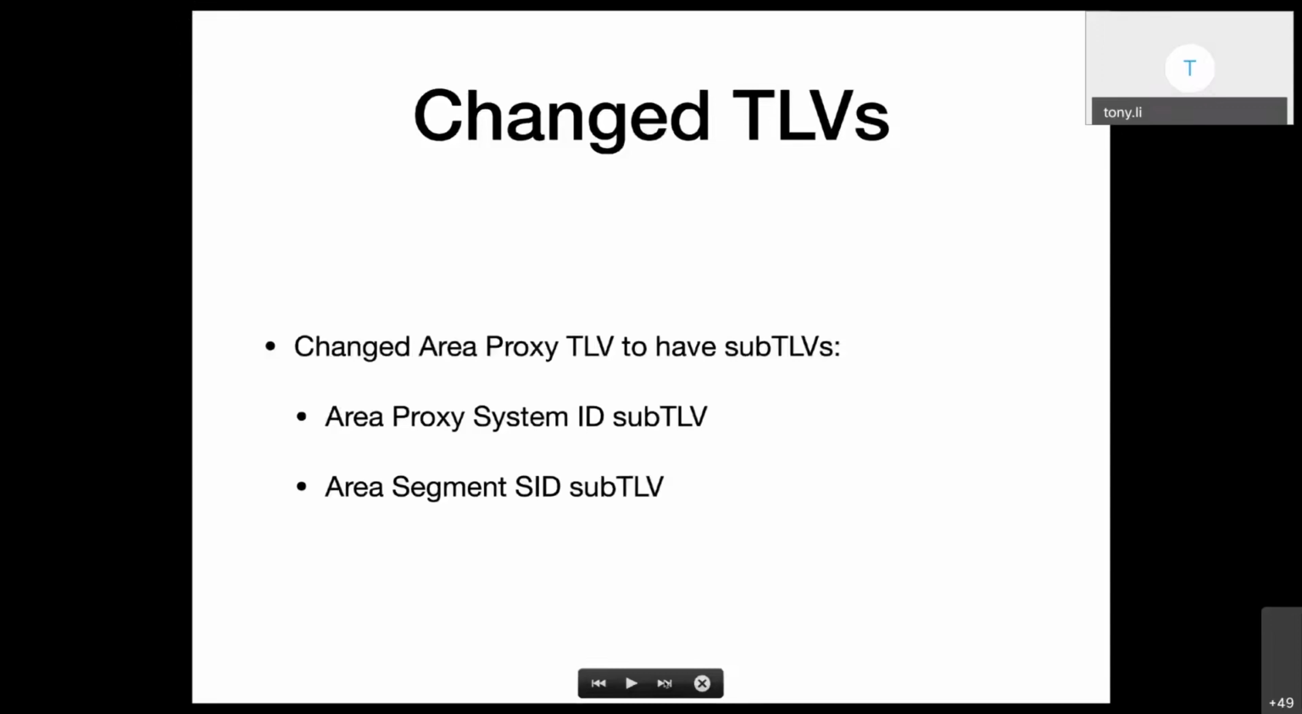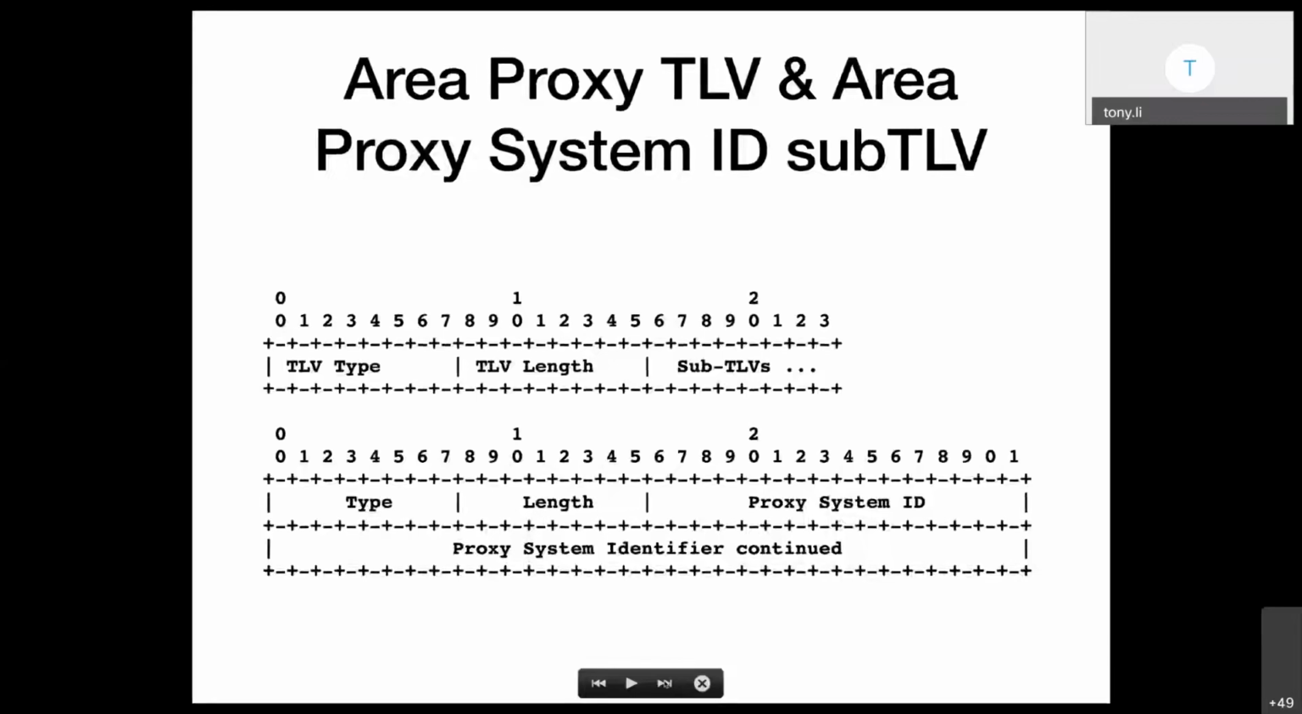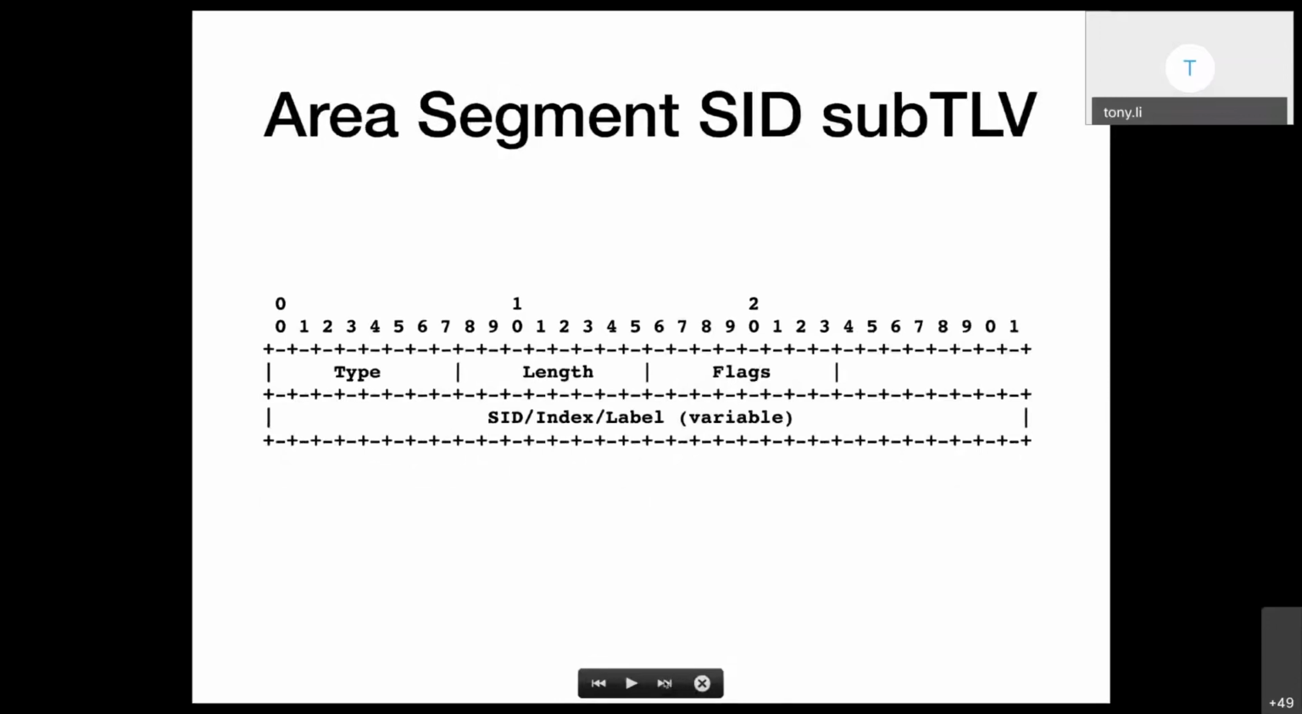Those look relatively straightforward. The first thing you see here is the top TLV, and then the proxy system ID sub-TLV, really straightforward, just carrying around the system ID. And again, carrying around a SID as a sub-TLV.